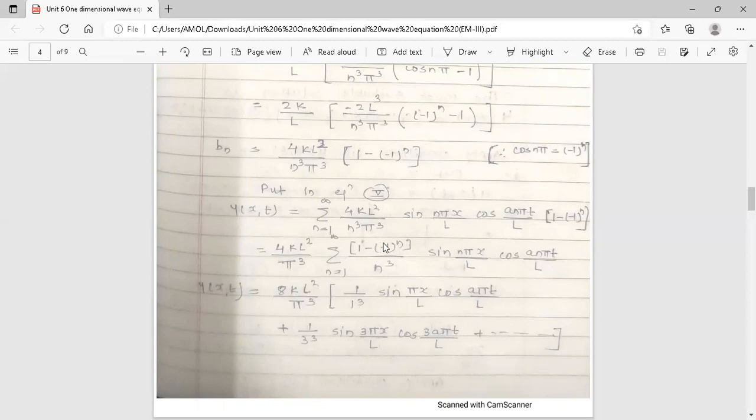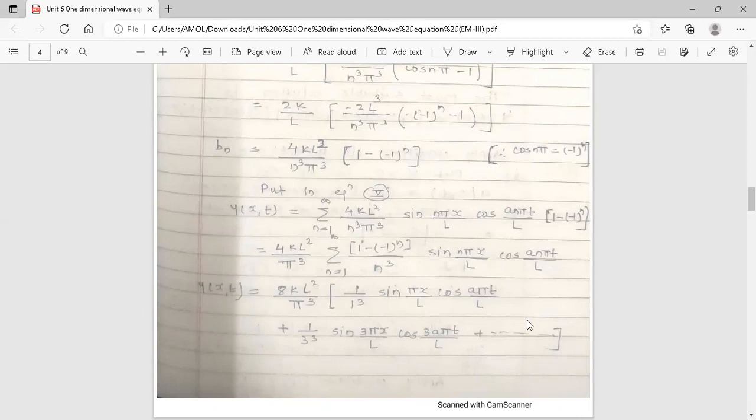1 minus of minus 1 raised to n. When n is odd, minus 1 raised to n is minus 1, minus of minus 1 is plus. So 1 plus 1 will be 2. 2 into 4 k l square upon pi cube, bracket, when n is odd, n is equal to 1, 3: 1 upon 1 cube sine pi x upon l cos of pi a t upon l plus 1 upon 3 cube sine 3 pi x upon l cos of 3 pi a t upon l. Only odd terms are here, non-zero. When n is even, the terms are zero here. So this is the solution of the wave equation.